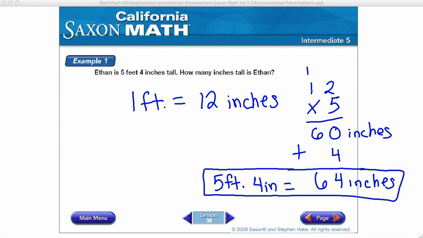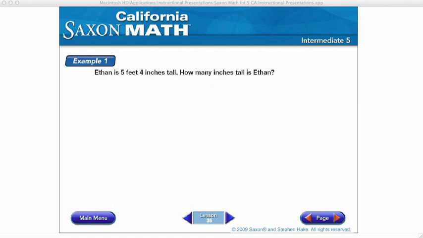Okay, let's do another one just to make sure. So let's say that Mrs. Reese is 6 feet 1 inch tall. How many inches tall is she?